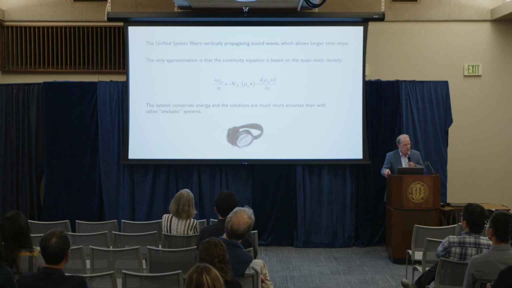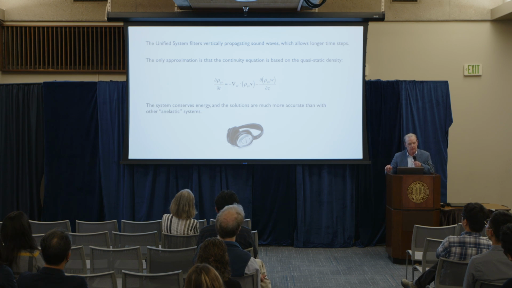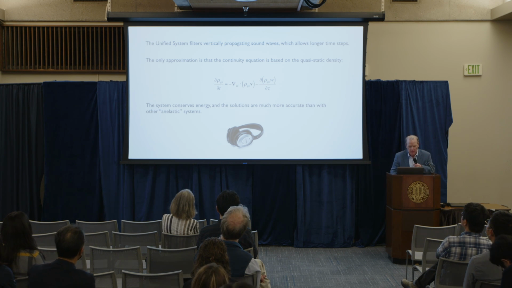It filters vertically propagating sound waves, but not horizontally propagating sound waves. So the Lamb wave that we all heard about in connection with that big undersea volcano a few months ago, the Lamb wave was there in the model, but the vertically propagating waves are filtered. And that's important because those are the ones that force you to take small time steps or to play numerical tricks so that you can take longer time steps.